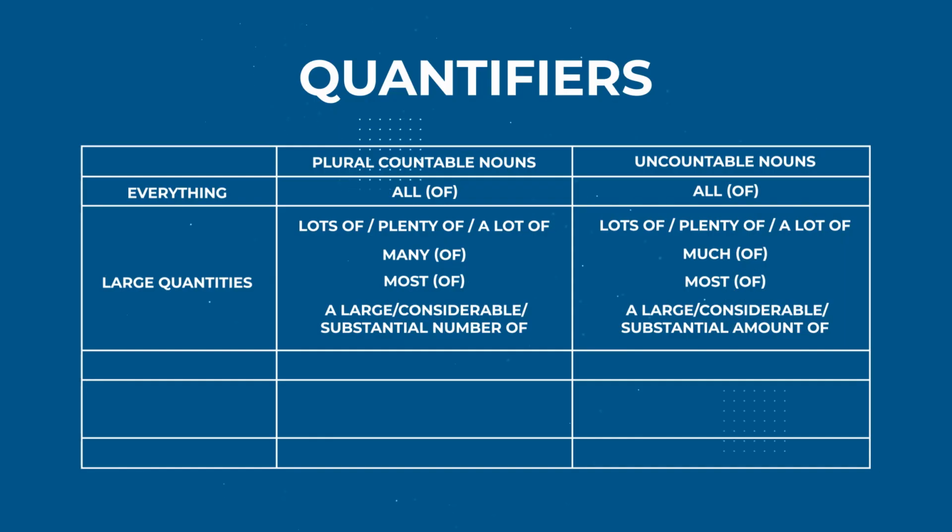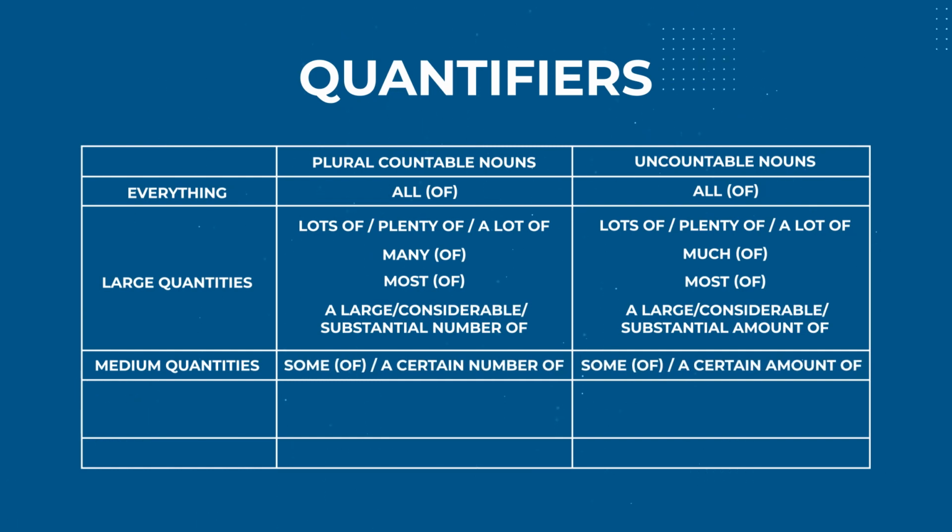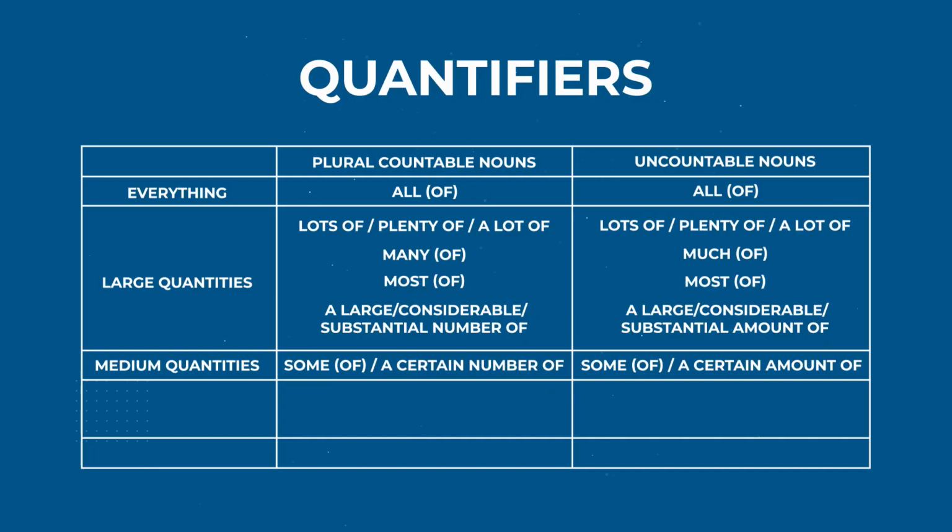Clear? Coming to the next, if I want to show something of medium quantities, I can use some for both. I can say I need some books. At the same time, I can say I need some water. And you all know very clearly that water is uncountable whereas books are countable, but some can be used for both. So we can say a certain number of, which is nothing but some. Similarly, a certain amount of. Now, what if I need to say something of small quantities? We have the quantifiers for them as well.